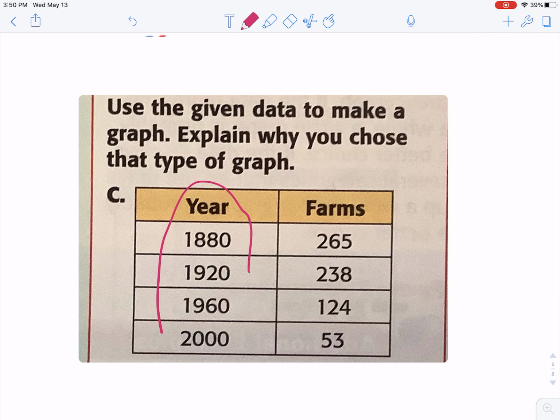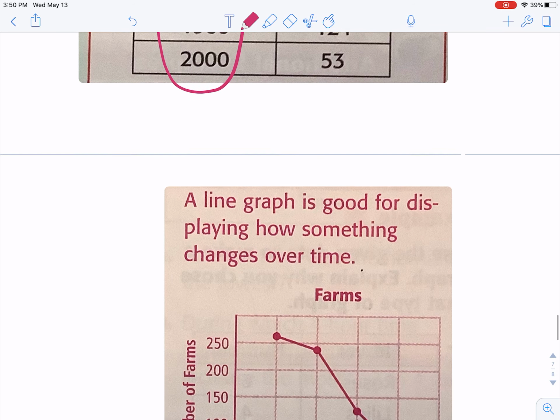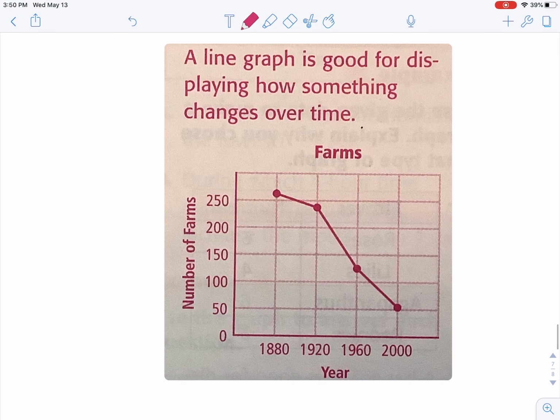Right away, we're talking about years. So in 1880, there were 265 farms, 1920, 238, 1960, 124, and 2000, there are 53 farms. So the number of farms is obviously decreasing in this particular one. We're talking about time. When you're showing changes over time, the best graph to use would be a line graph. So that one's very specific. I would not do a circle graph. A circle graph would not make any sense in this one at all. So don't go near that one. A bar graph is not the best one.